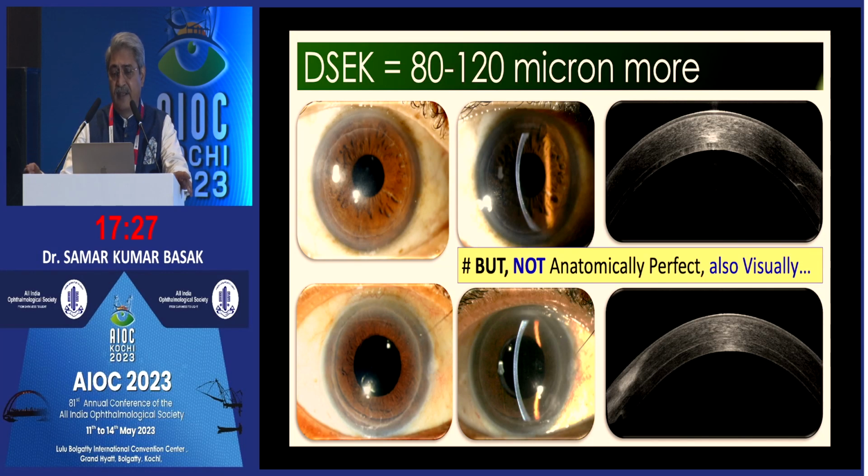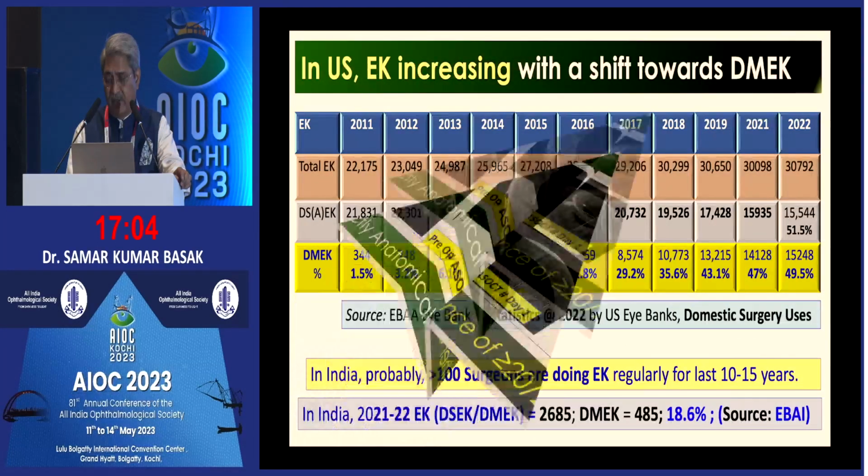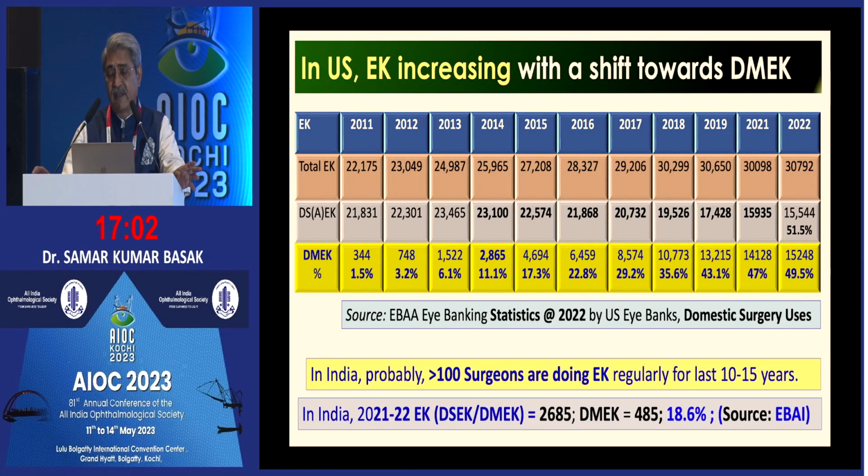we are adding tissue of 80 to 120 micron more, but we know that this is not anatomically perfect and also visually. So why DMEK? DMEK is perfectly anatomical and has higher chances of recovering 20/20 or better vision. Why is it like that?